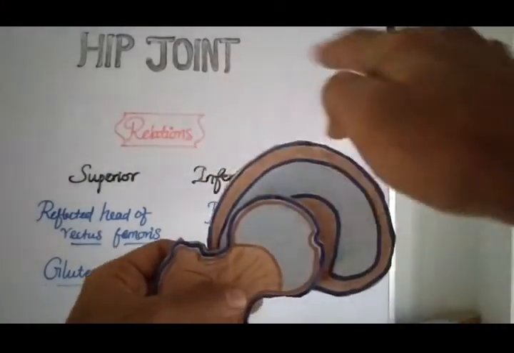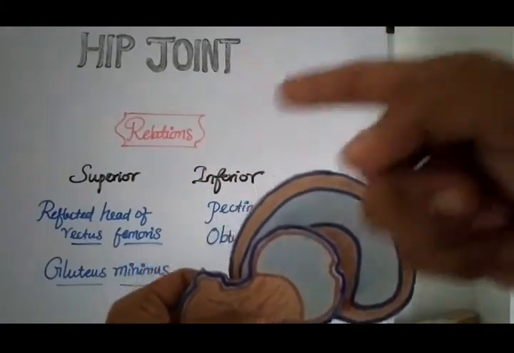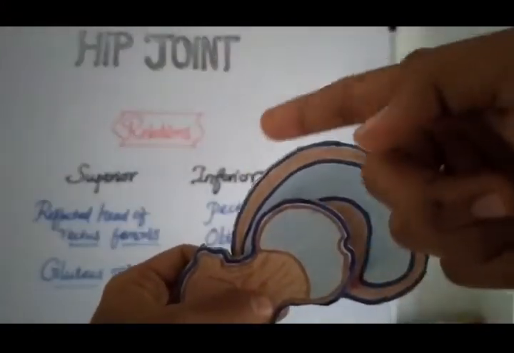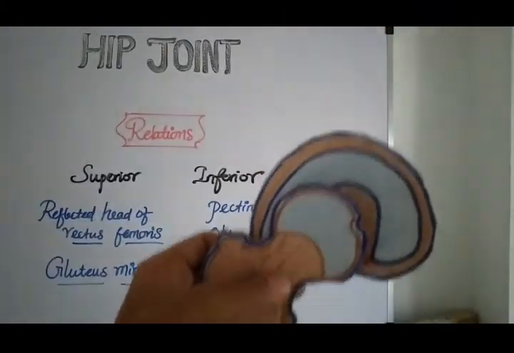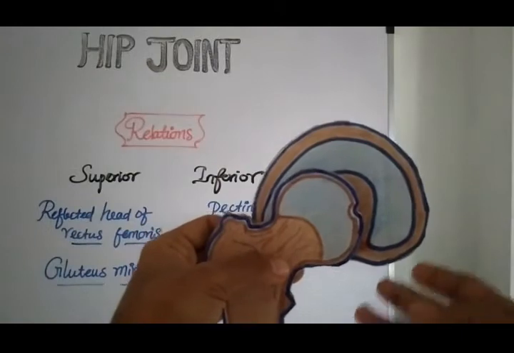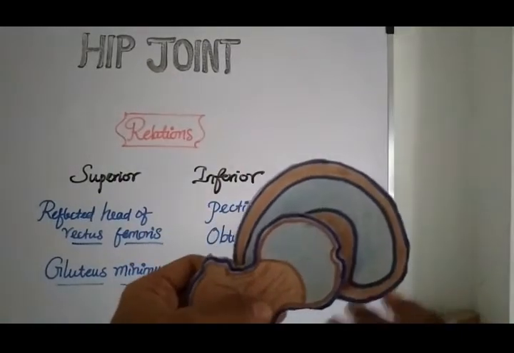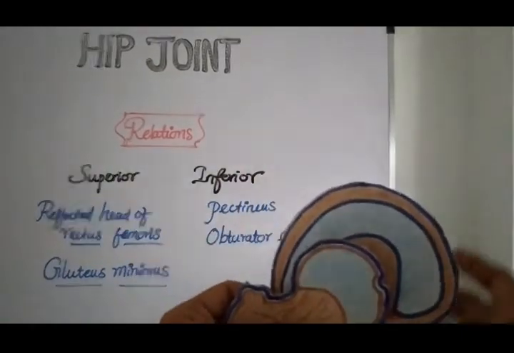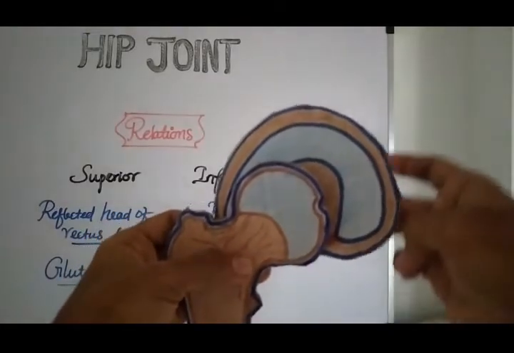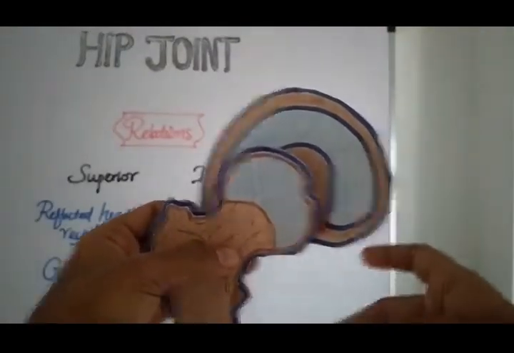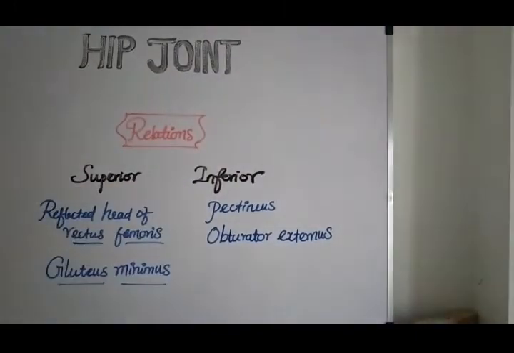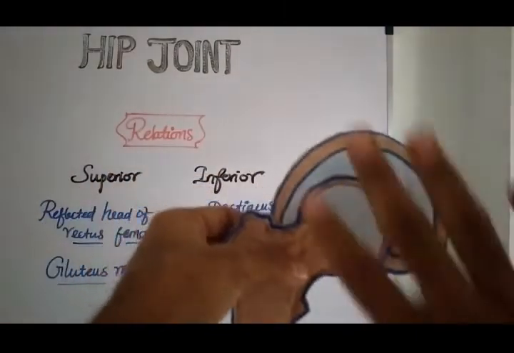And superior relation above the joint will be reflected head of rectus femoris and gluteus minimus muscle. Above minimus, medius and maximus will be there, and inferior relation of the hip joint will be the pectineus muscle and also the obturator externus, which will be like this. It forms inferior and also the posterior relation, the obturator externus muscle. This is the relation of the hip joint.